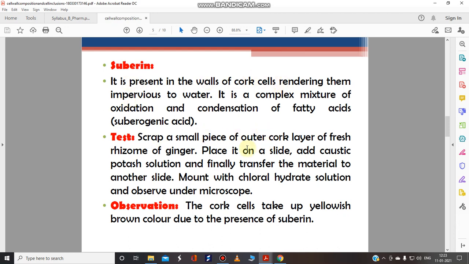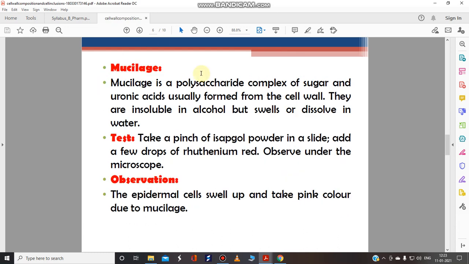Okay, and basically it is a mixture, a condensation of different types of fatty acids. Mucilage, on the other hand, is again a polysaccharide which is present in the cell wall. And how will you test it? Use a stain that is known as ruthenium red. When you use this stain, mucilage will turn pink again.